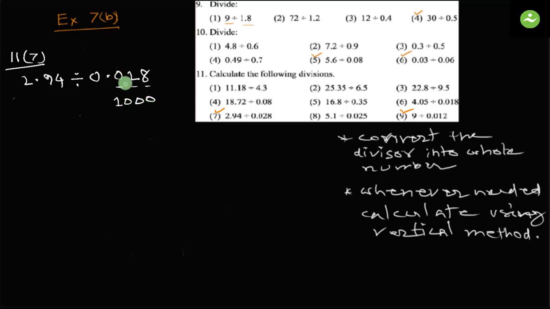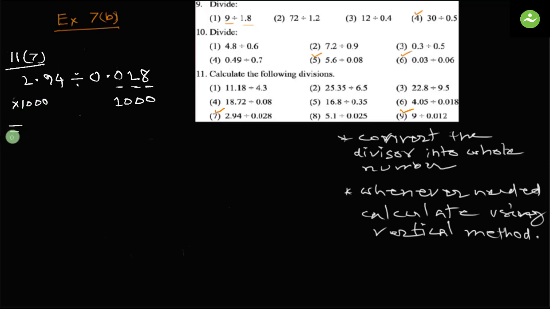For each digit after the decimal point, this number should have a 0. So it should have 3 zeros. 3 zeros means 1000. And once we multiply by any number, by the same number we have to multiply the dividend also. So we have to multiply the dividend by 1000.